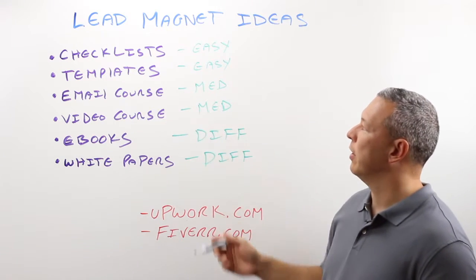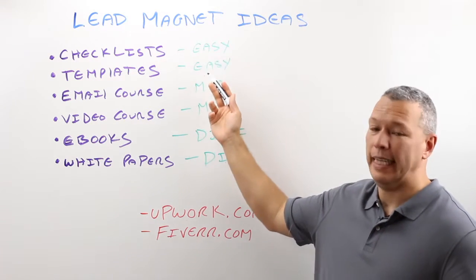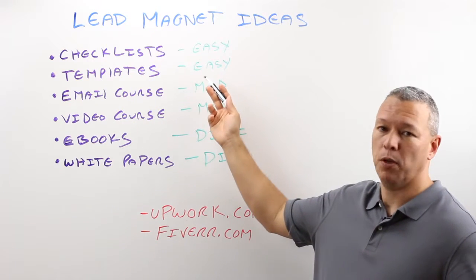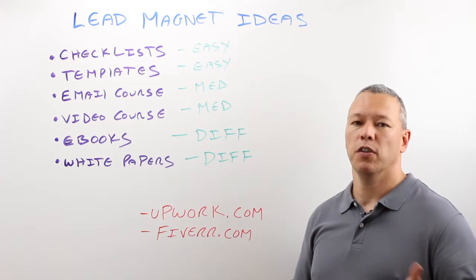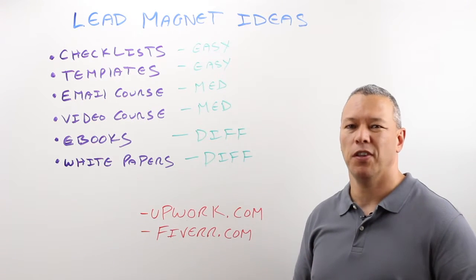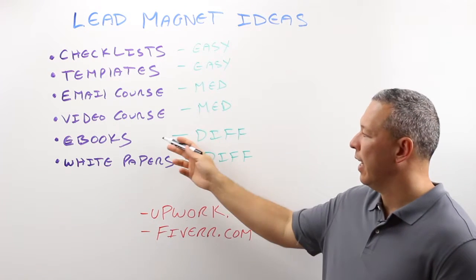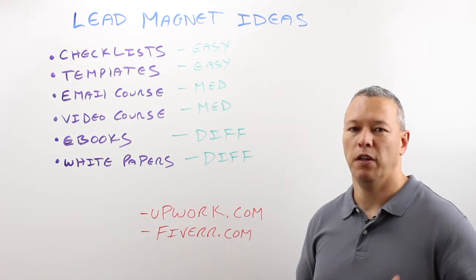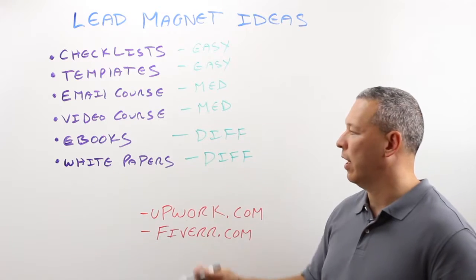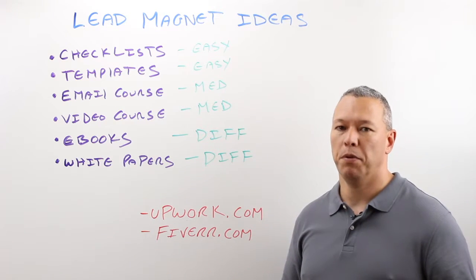So if we look at this list here, checklist: easy to make, cheap, quick. Same thing with templates. Email courses and video courses are a little more difficult, a little more involved, but they're still not too hard to do. Get into ebooks, probably the most difficult here, especially if you want to create a really good, high value one. Can take a long time to create. Same thing with white papers on there.